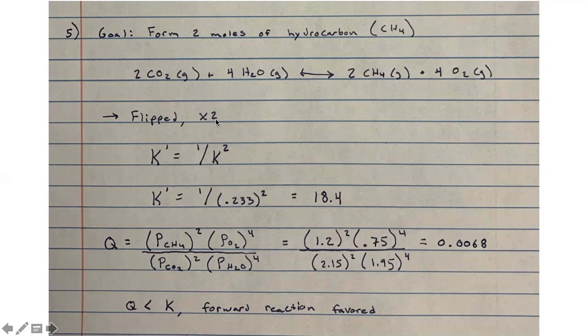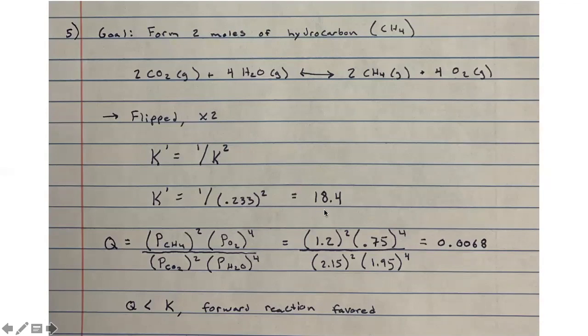Okay, and so because we did these manipulations, we actually have to solve for the new equilibrium constant, or K prime. Because we flipped the equation, we have to take the inverse of our previous K value. And then because we multiplied the whole equation by 2, we also have to square our previous K value. So the equilibrium constant for this reaction, where we form 2 moles of methane, will be equal to 1 divided by 0.233 squared, which comes out to 18.4.